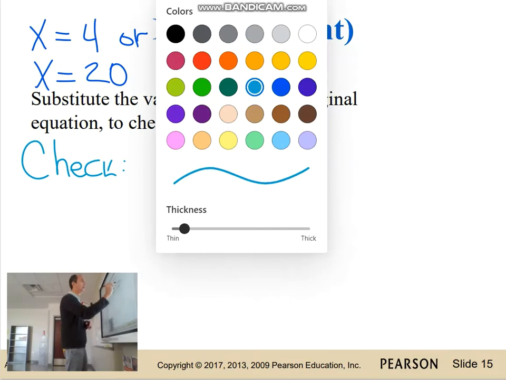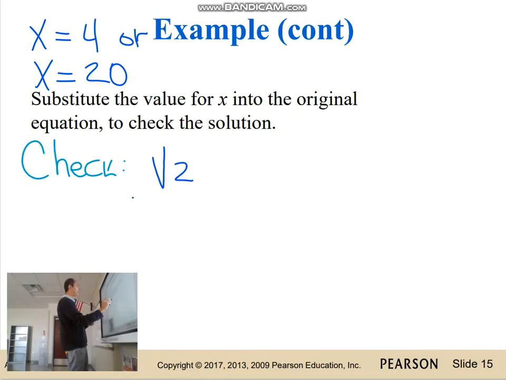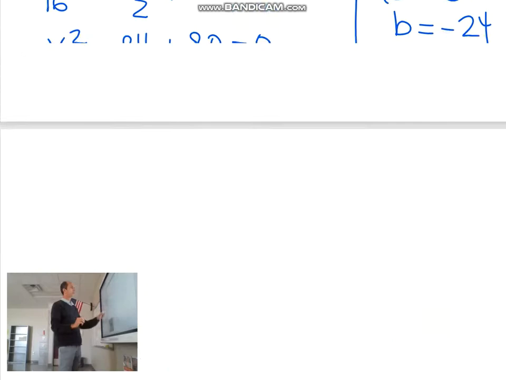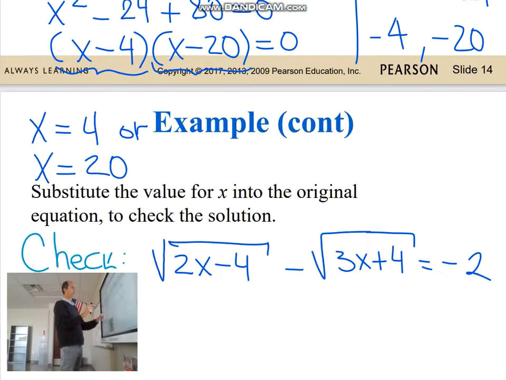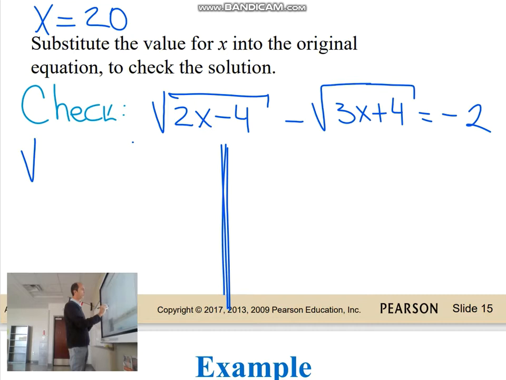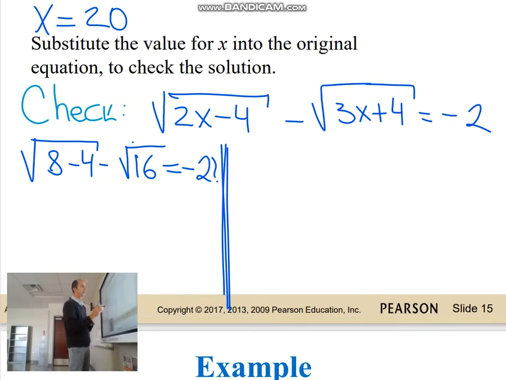Let's bring here the original equation: square root of 2x minus 4 minus square root of 3x plus 4 equals negative 2, right? This is the original equation. So let's plug in x equals 4, and then you have square root of 2 times 4, 8, minus 4, minus square root of 3 times 4, 12, plus 4, 16. And let's check if this is equal to negative 2, okay? I don't know yet. Let's check if it is equal to negative 2.